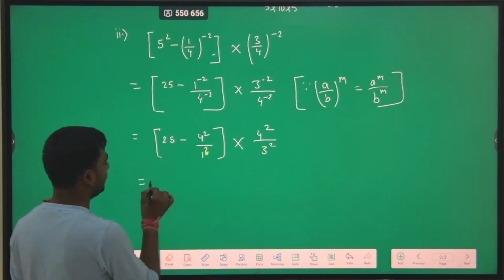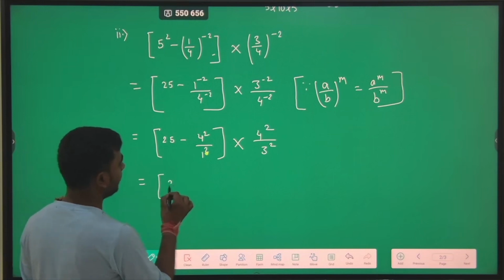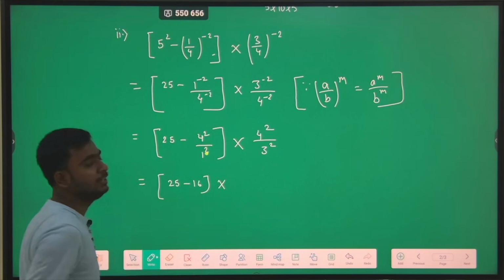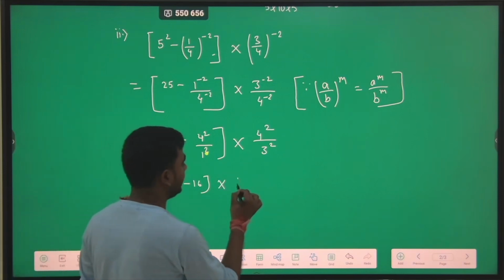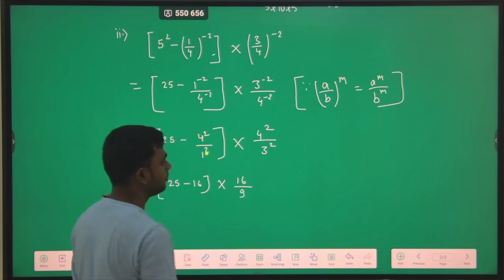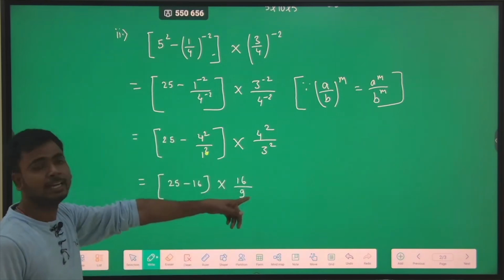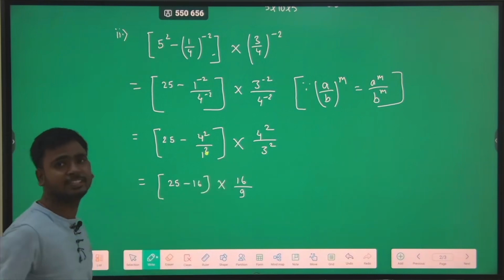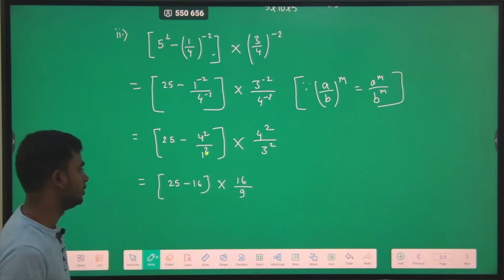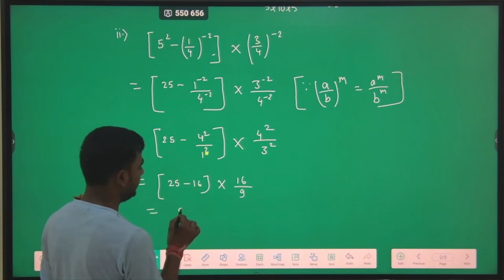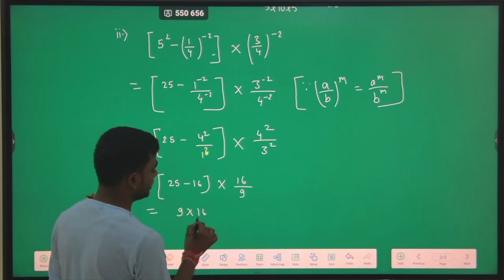the value will become now 25 minus 16 multiplied with 4 to the square is 16 and 3 to the power 2 is 9. 4 square is 16 and 3 to the power 2 is 9. 3 to the power 2 means 3 into 3. That is why it is 9. So 25 minus 16 is 9 and it is multiplied with 16 upon 9.